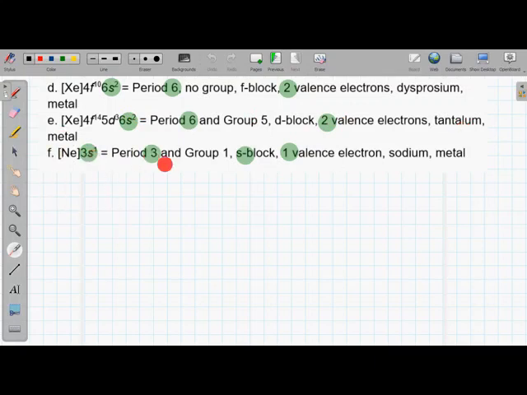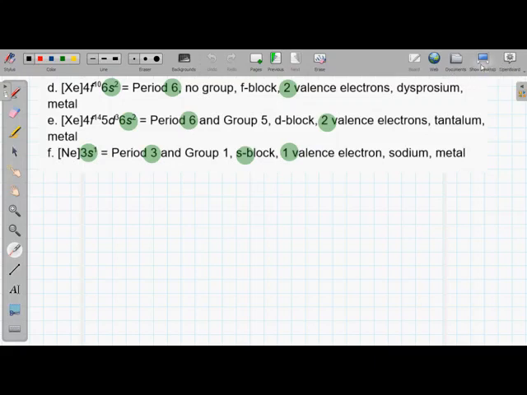This is period 3, group 1. It's in the s block, right? S block has 1 valence electron because there's a 1 right there, and it's sodium, and it's a metal. All right, so that's the review questions.